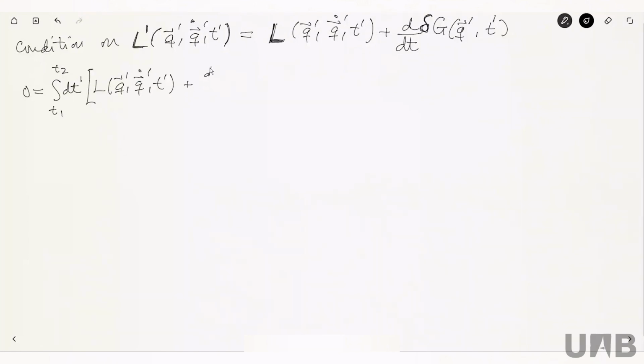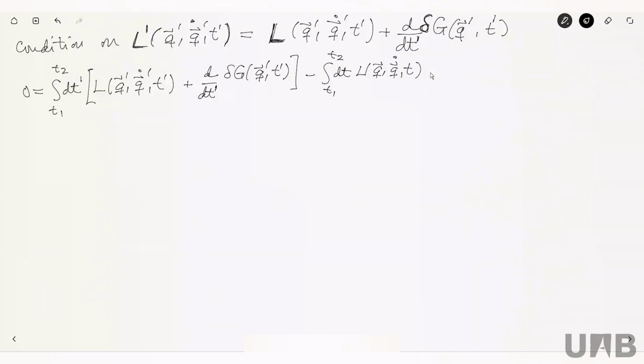plus derivative with respect to t prime of delta g of q prime and t prime. Okay, so that's the first term. And then the second term, minus the integral dt from t1 to t2 of the Lagrangian of q, q dot, and t. Okay, good.